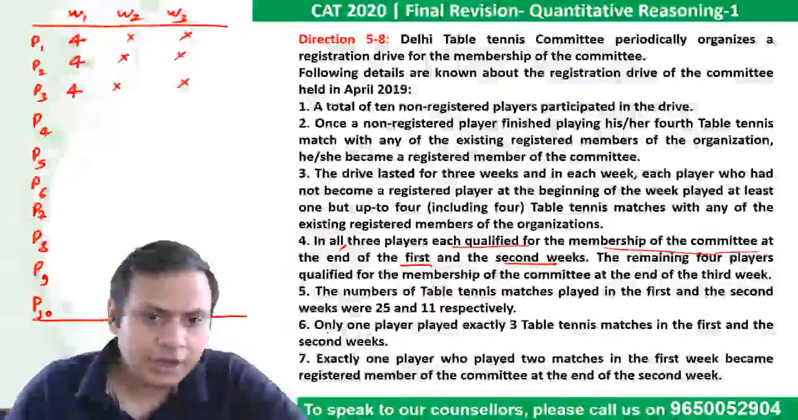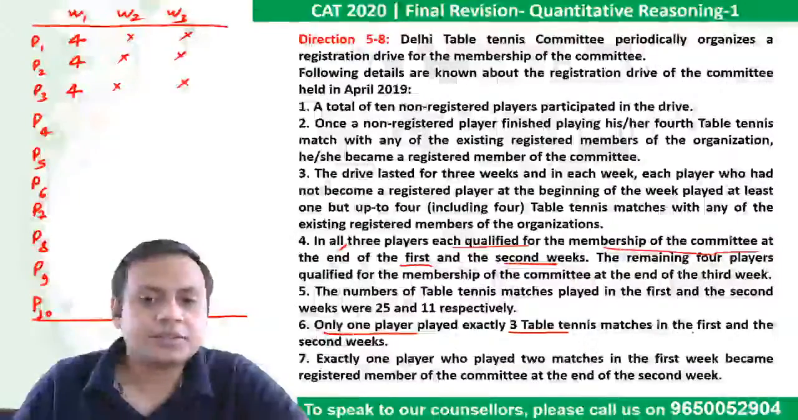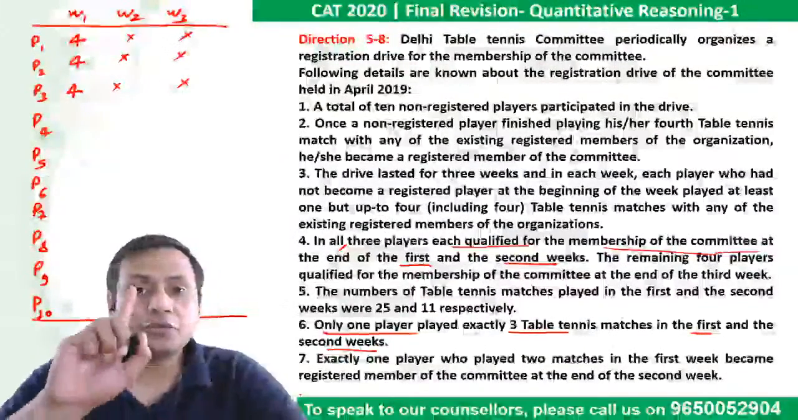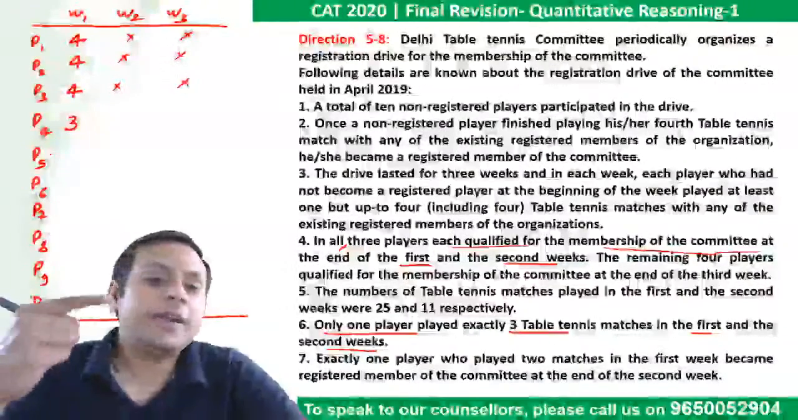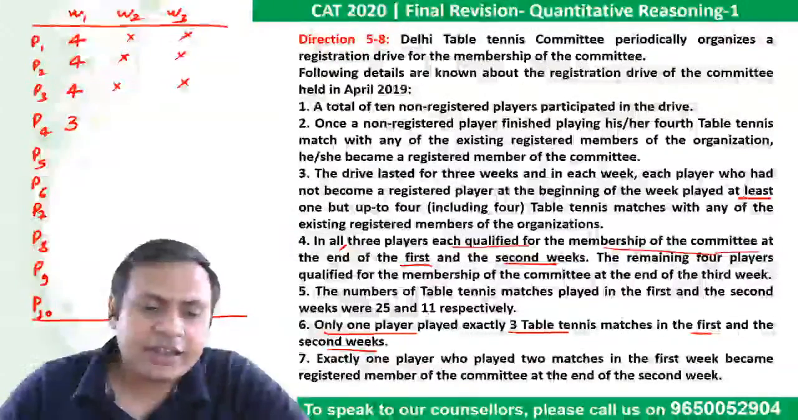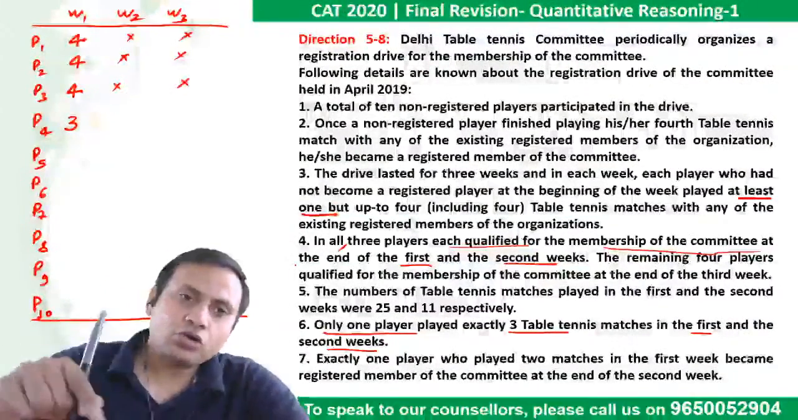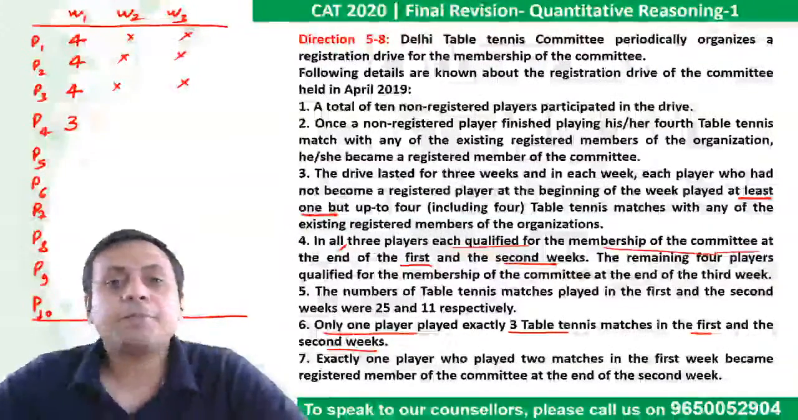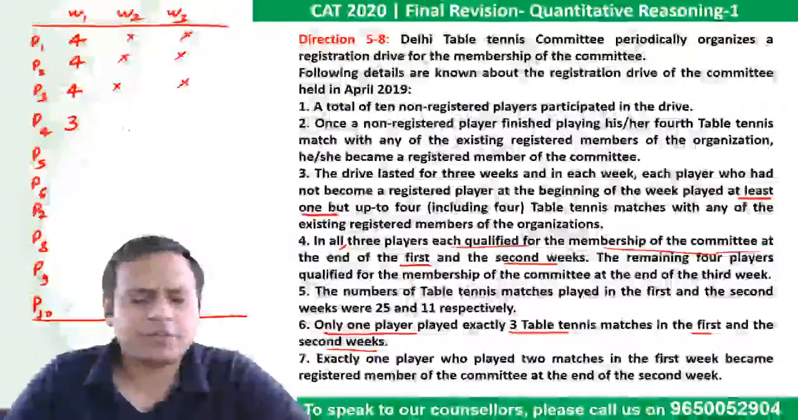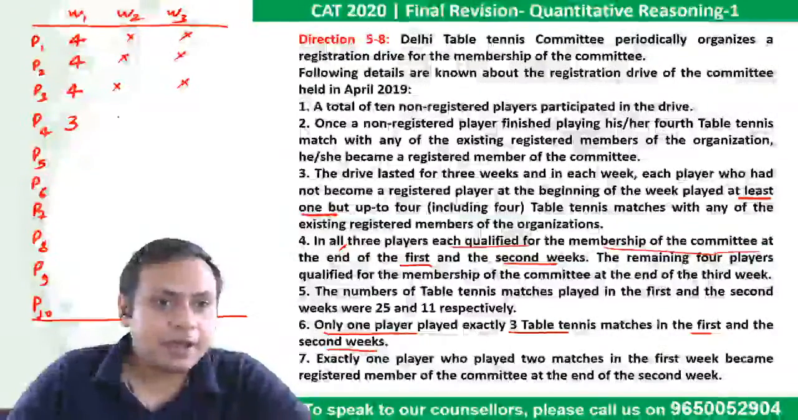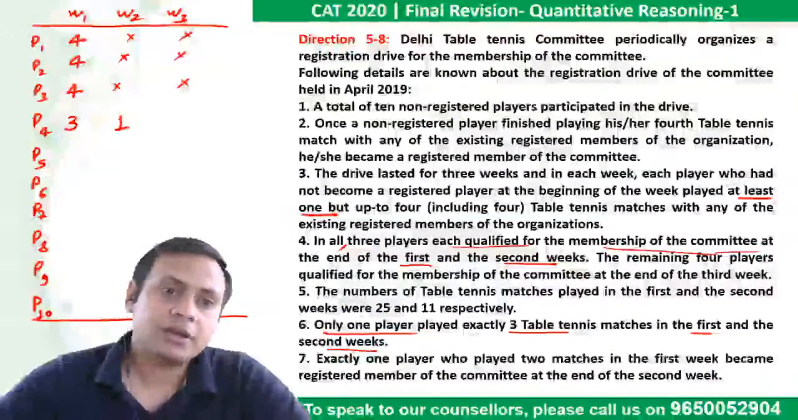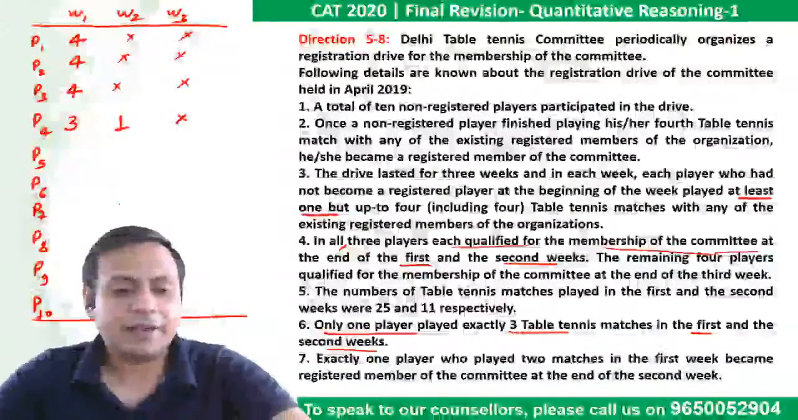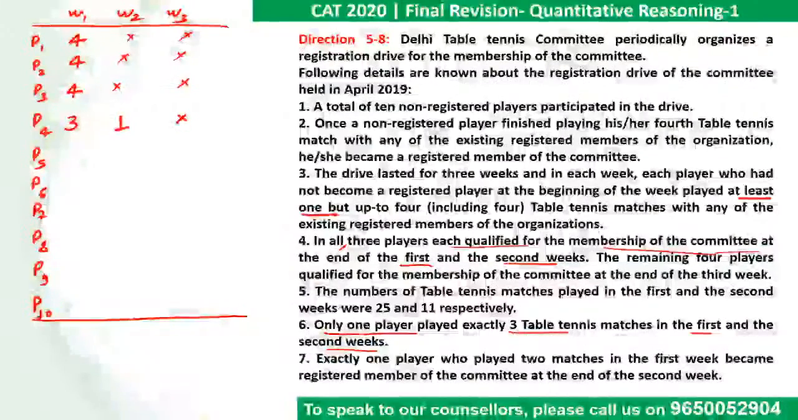By the way, only one player played exactly 3 matches in the first and second weeks. So one player played 3 matches in the first week. And we know in every week a player is playing at least 1 match. So the player who played 3 matches in the first week must have played the remaining 1 match in the second week only. So that player became a member in the second week. Isn't it? Is it clear? I hope it is clear.